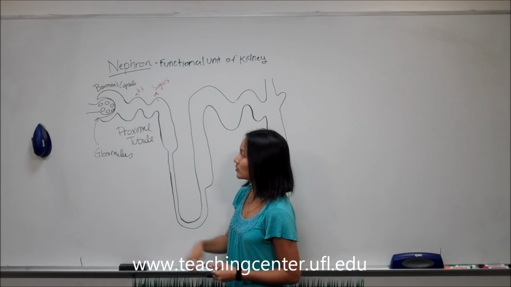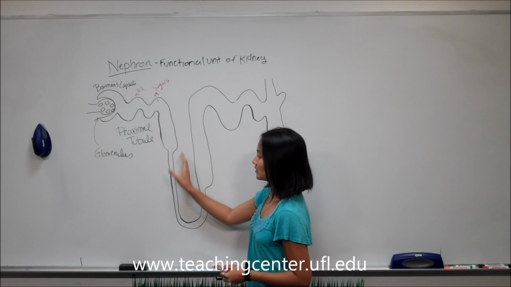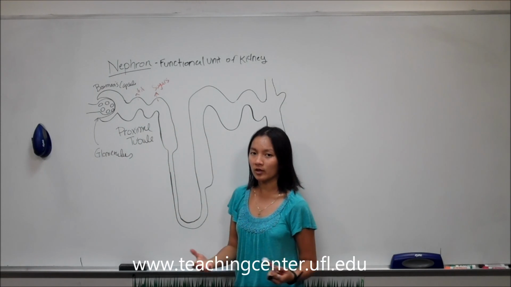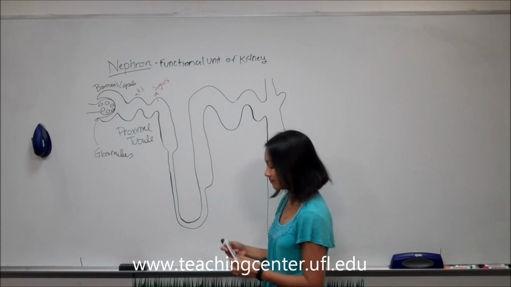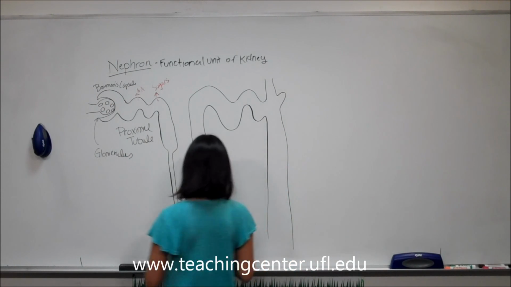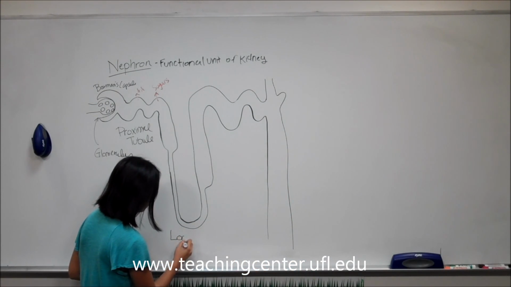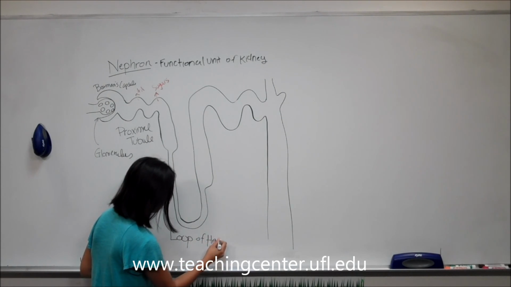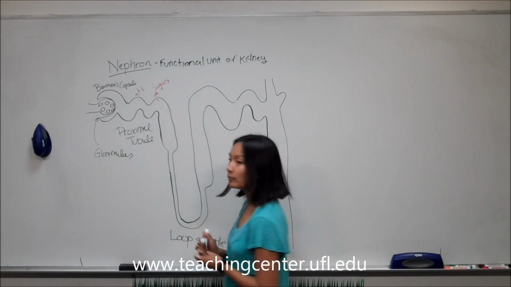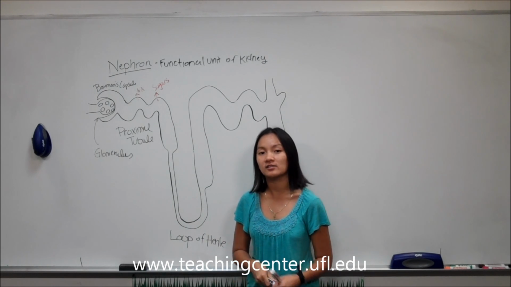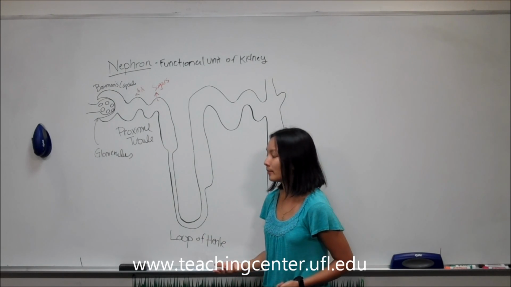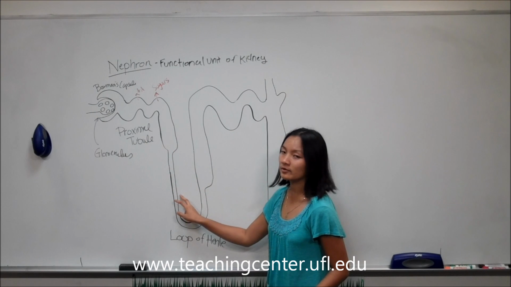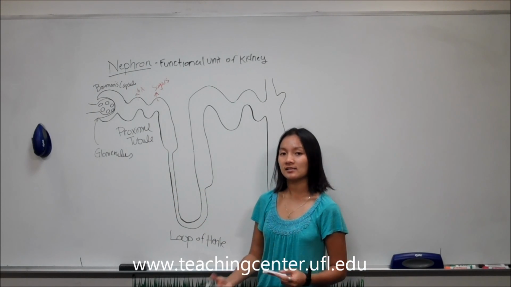And then after the proximal tubule, your filtrate enters this next segment, which overall is called the loop of Henle. But we'll be breaking down this loop of Henle into three important components. This first segment right here is known as the descending limb.